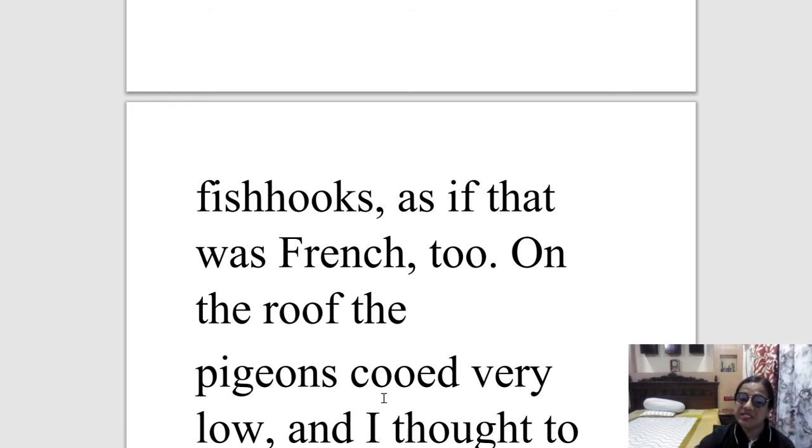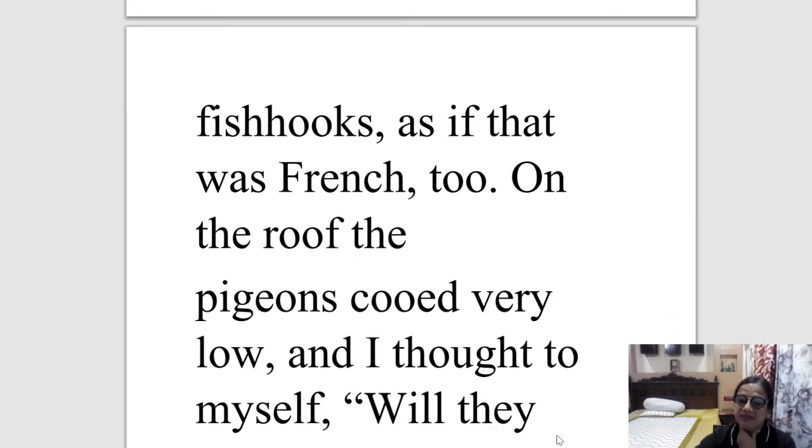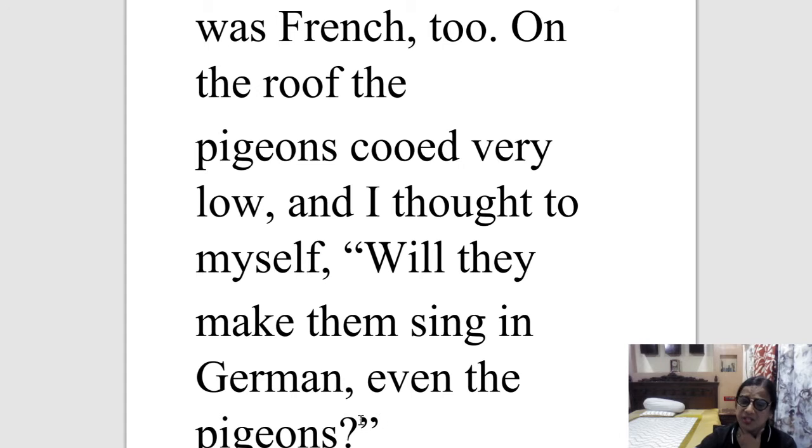On the roof, the pigeons cooed very low, and I thought to myself, will they make them sing in German, even the pigeons? So on the roof, what was happening? The pigeons were cooing. It's the nature of the pigeons. They will sit on the corner of the roof and continuously coo, coo. They will go on cooing. And little Franz was thinking, will the Germans make them also sing in German, and not in their original way?